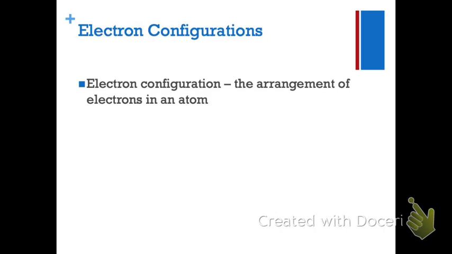Electron configuration is the arrangement of electrons within an atom. It's going to tell us where they sit. What energy level are they in? We're going to be able to eventually develop an address for an electron. That's kind of the goal. We're going to be able to build an address of the electron. The arrangement of electrons within an atom.